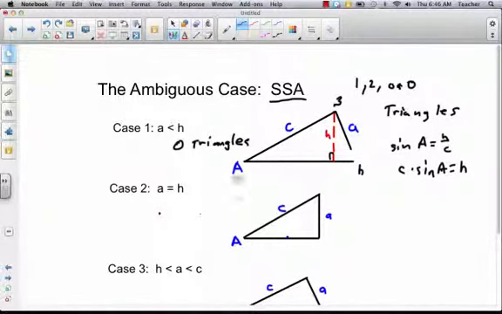If we go on to case number 2, if A turns out to be the same as this length H, notice this is a special triangle right here. If they turn out to be the same, that's a right triangle. So you'll end up with just one.